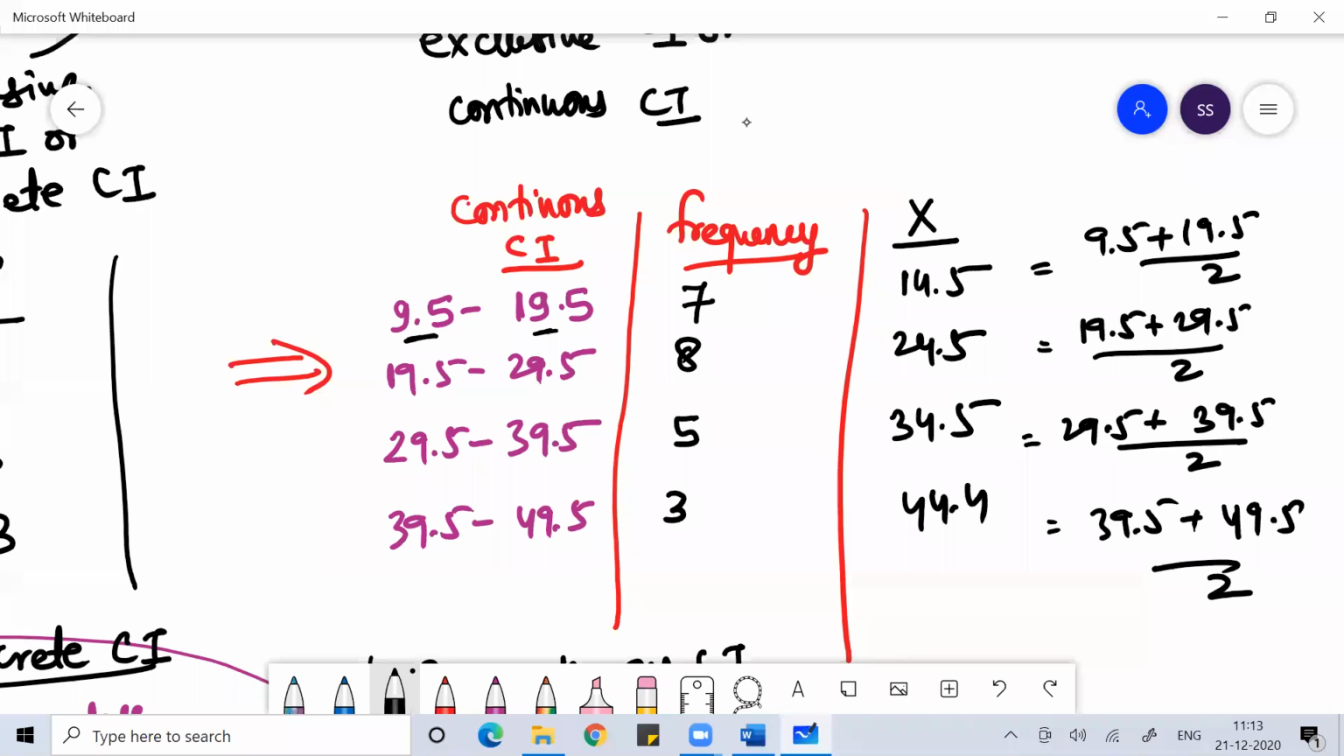Anyone, any doubt? Any doubt, anyone? Anyone, any doubt?